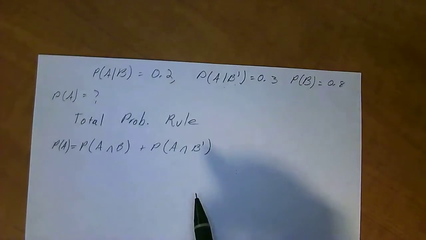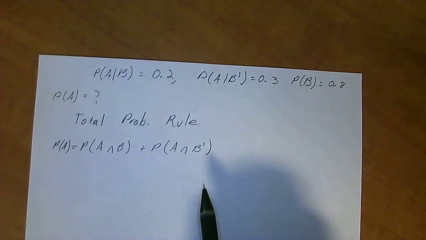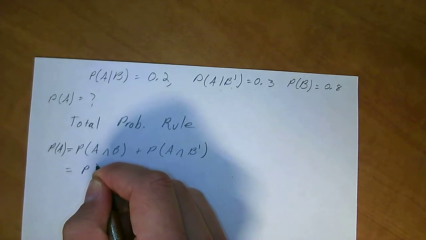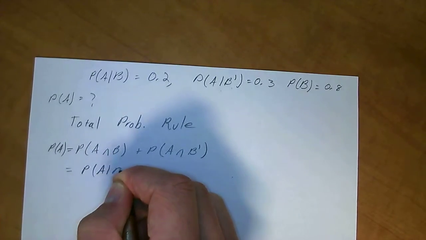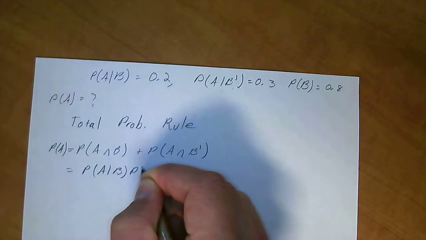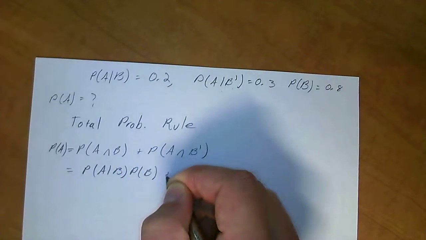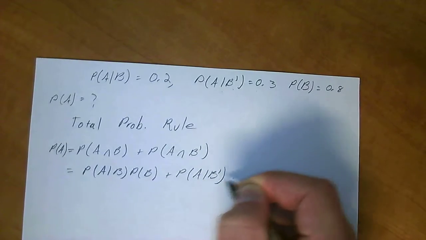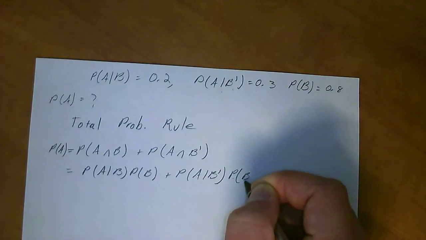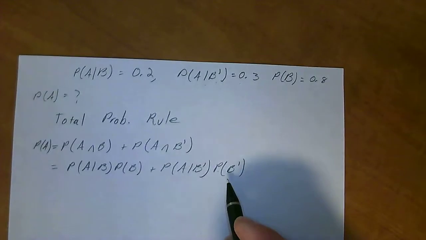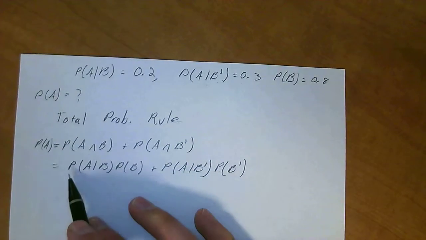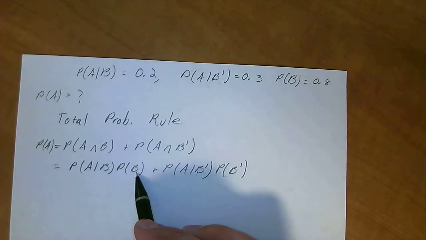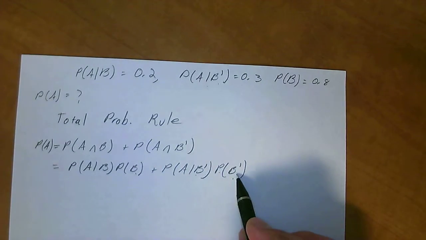So we have to take it another step further and use the total probability rule, where this is equal to the probability of A given B times the probability of B, plus the probability of A given B not times the probability of B not. And these are all values that we can get, because this one is given to us, this one is given to us, this one is given to us, and this one is just the flip side of what was given to us.